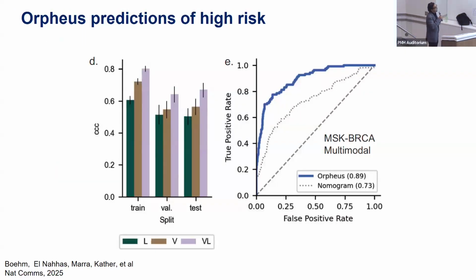And so the results are that we can actually do fairly well in predicting the Oncotype DX score. What is shown on the left is the green is the language transformer alone, so that's the text alone. The brown is the vision transformer, and the purple is the combined. So you can see that the combined, the multimodal predictor, does better than either one alone. And overall, the AUC score is quite good.